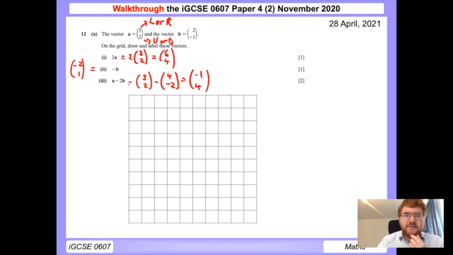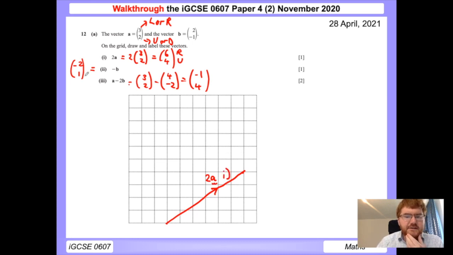So at this point, we just have to draw the vectors on, which is great. So for this one here, this means essentially we're going to go 6 to the right, and we're going to go 4 upwards. So let's go here. So we're going to go 1, 2, 3, 4, 5, 6. 1, 2, 3, 4. So this here, in this direction, is going to be my vector 2a, so part 1.